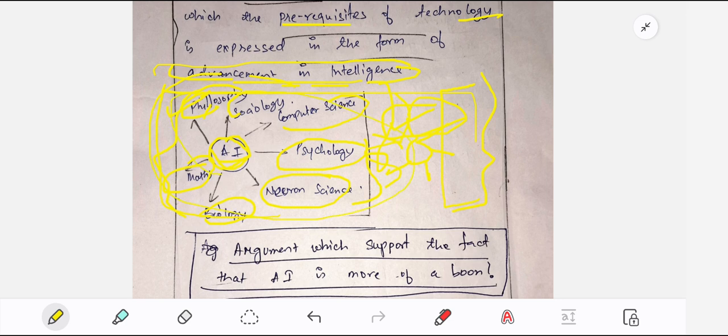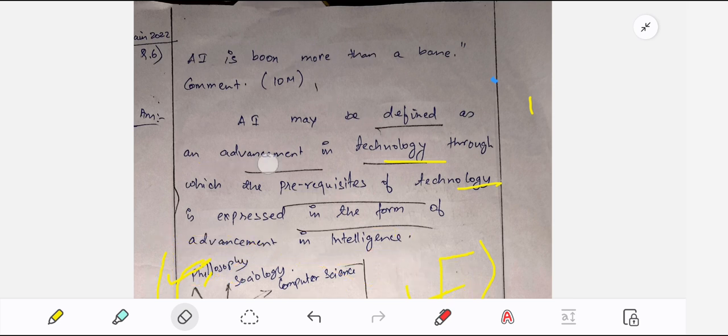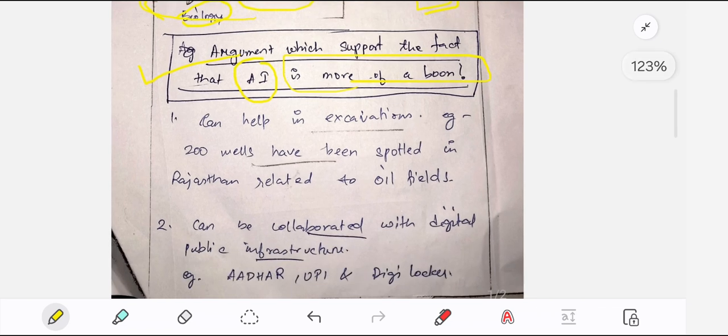Now let's move into the question. They are asking that AI is a boon more than a bane. So first you show the boon side. Boon means positive sides of artificial intelligence. Just give a heading: arguments which support the fact that artificial intelligence is more of a boon. So how can you say that AI is really helping us?